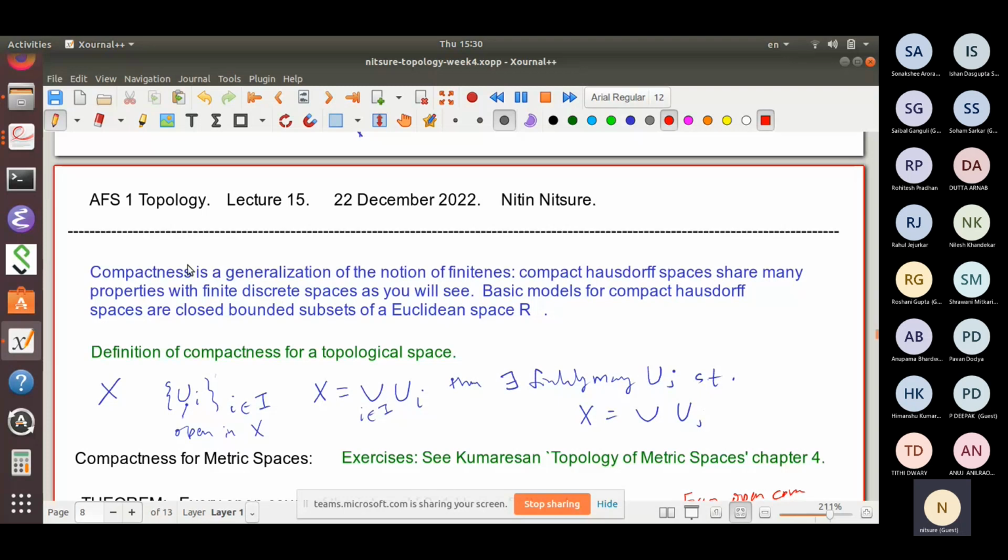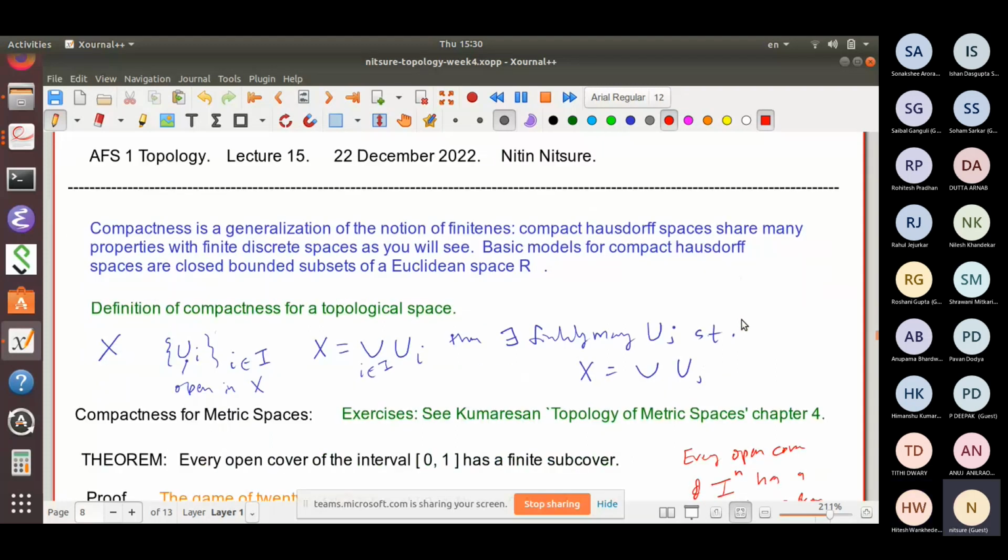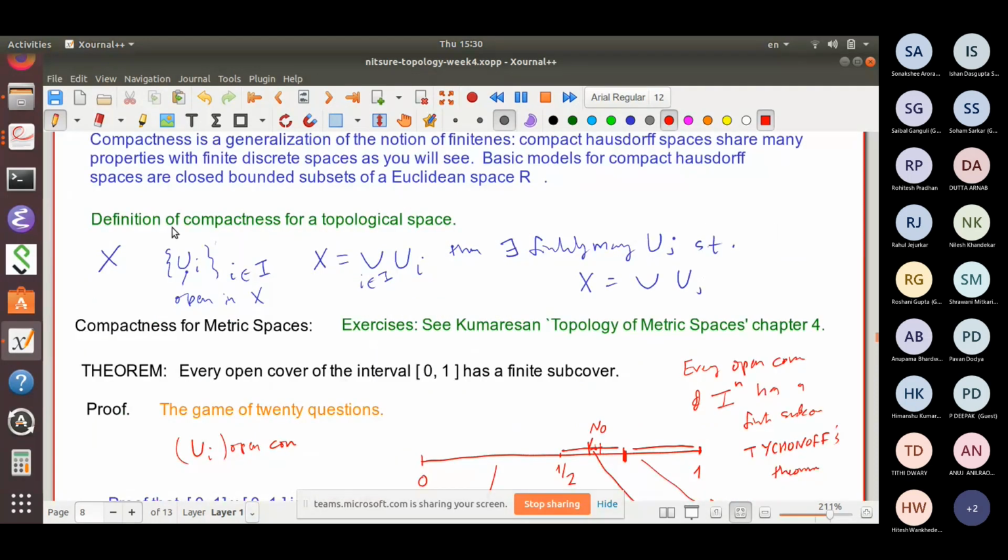We started talking about compactness, and we said compactness is a generalization of the notion of finiteness. But also, there are some very important basic compact sets, namely closed and bounded subsets of the Euclidean space. So all compactness is modeled after these. Then we looked at the definition of compactness for a topological space. It said that a topological space X is compact if given any open cover, which means X is the union of all those open sets, these are subsets of X.